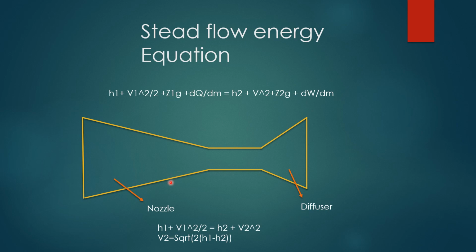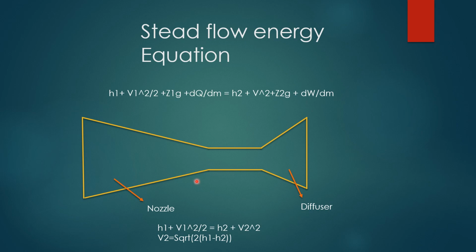When you apply the steady flow energy equation for a nozzle or diffuser, there is no heat transfer, because we assume that the nozzle is completely isolated from the environment. There is no heat transfer or work done, so both the terms become zero. And there is no inclination, it is flat, so there is no difference in the potential energy, so we can remove that also. So for a nozzle or diffuser, it comes h1 plus v1 square divided by 2 equal to h2 plus v2 square divided by 2. When you solve it, you get v2 equal to square root of 2 into (h1 minus h2). This is one important formula which we can use to solve the problems.